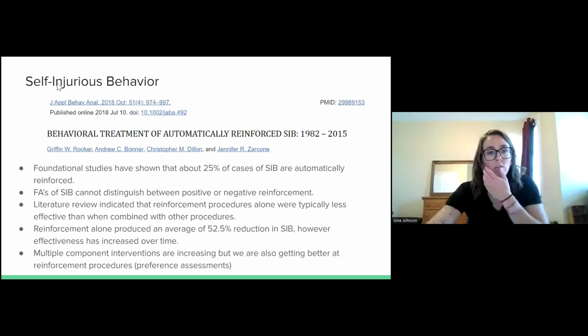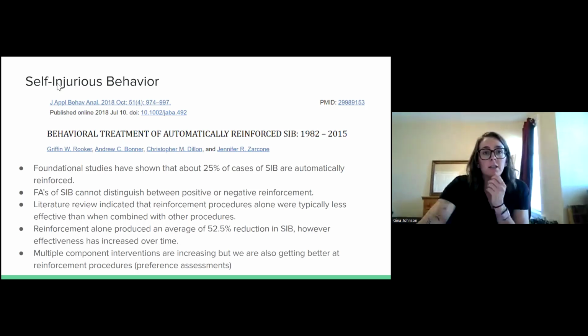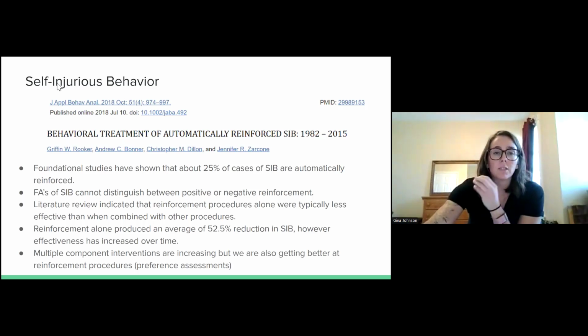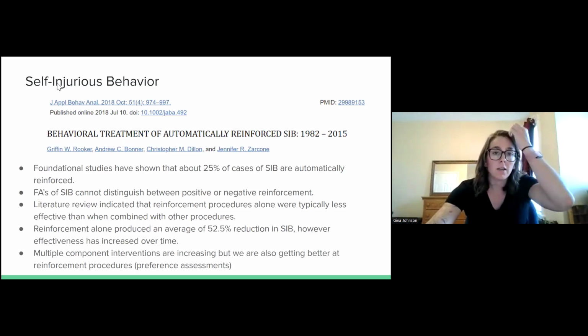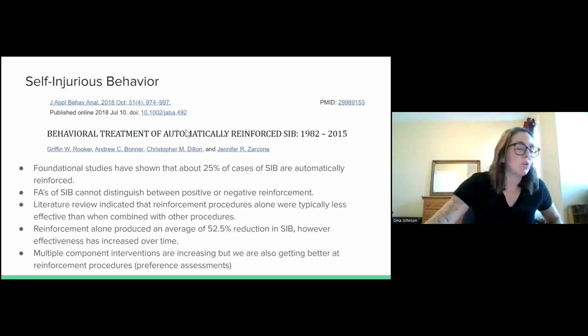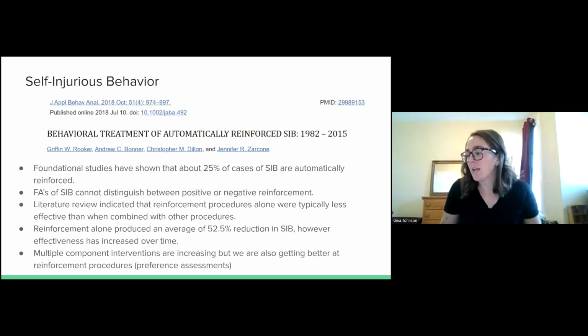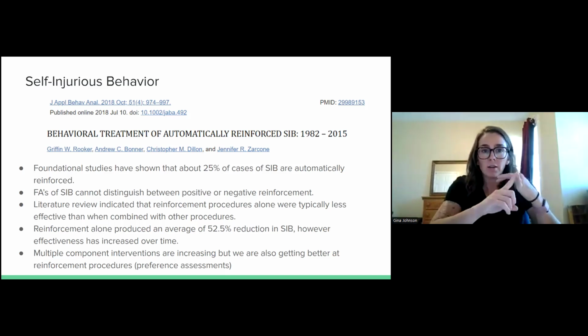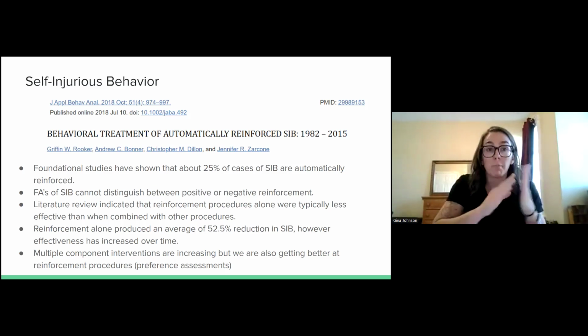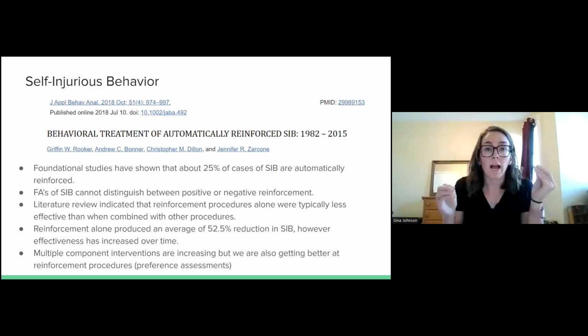Okay, so let's look through some research here. This is looking at three different types of behaviors that are sometimes or most of the time found to be maintained automatically. We'll look at some of the treatment packages that have been used. This is just to get your wheels turning as to how you might initially decide on an intervention, and then how you might pivot and change that intervention, or how you might add additional components.